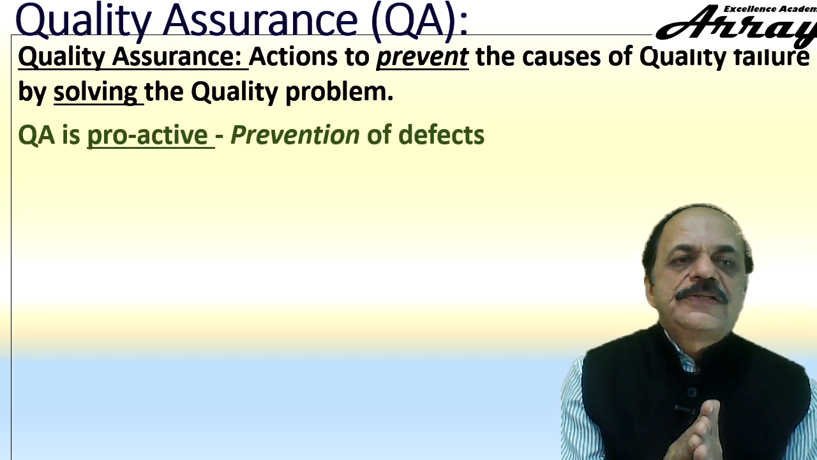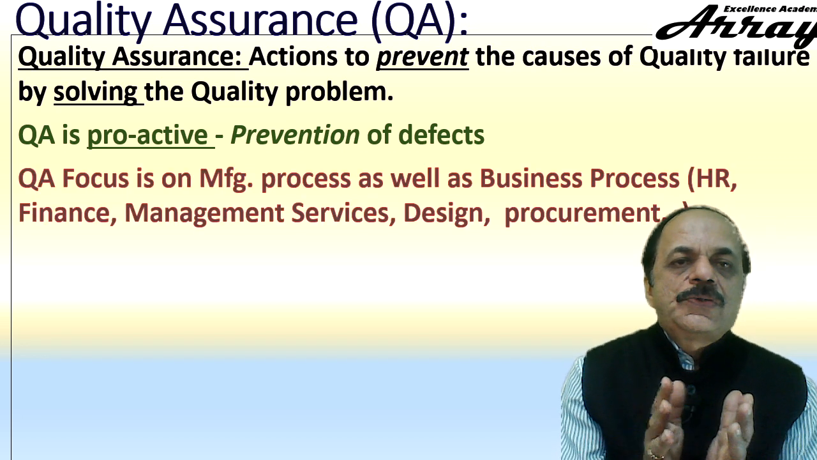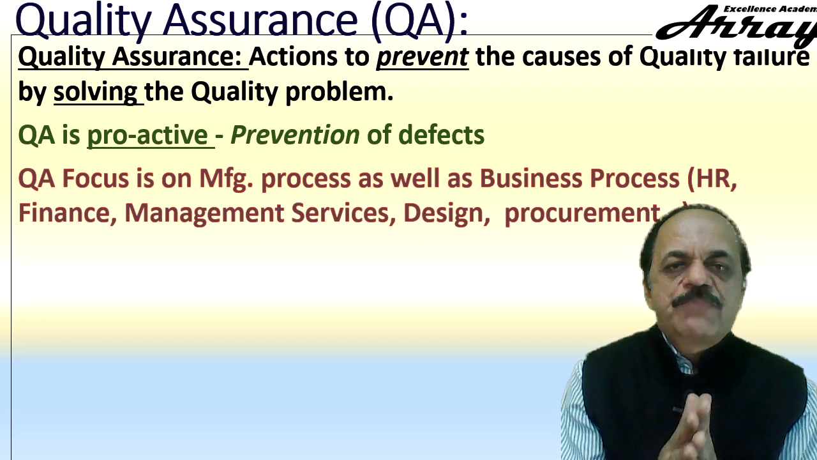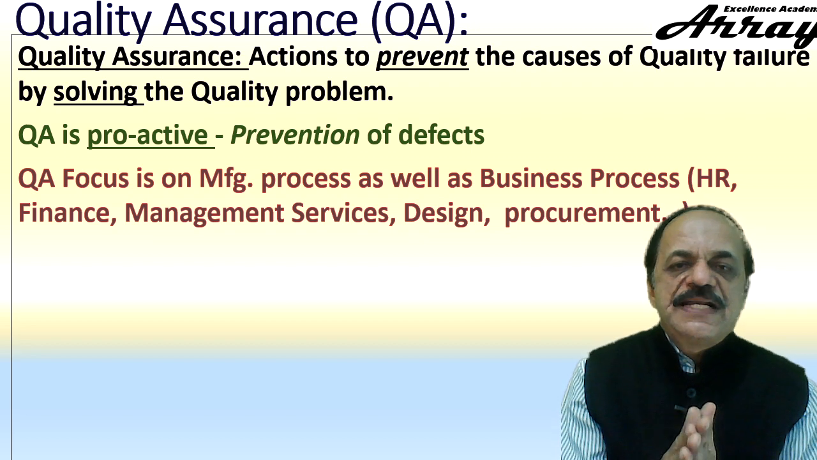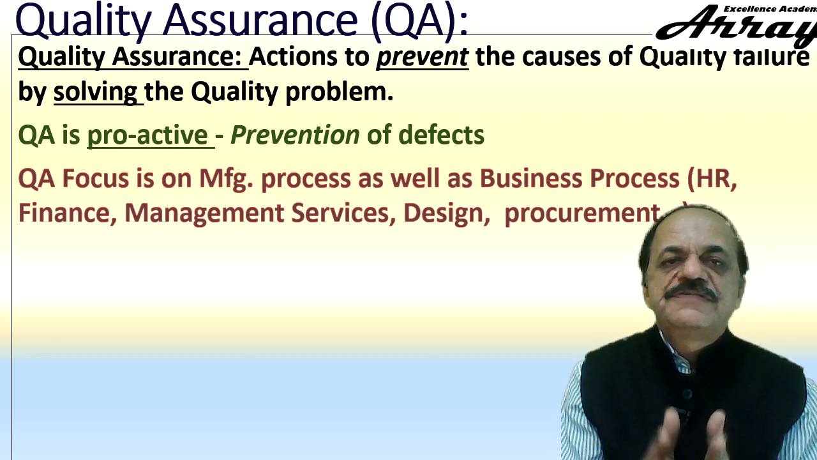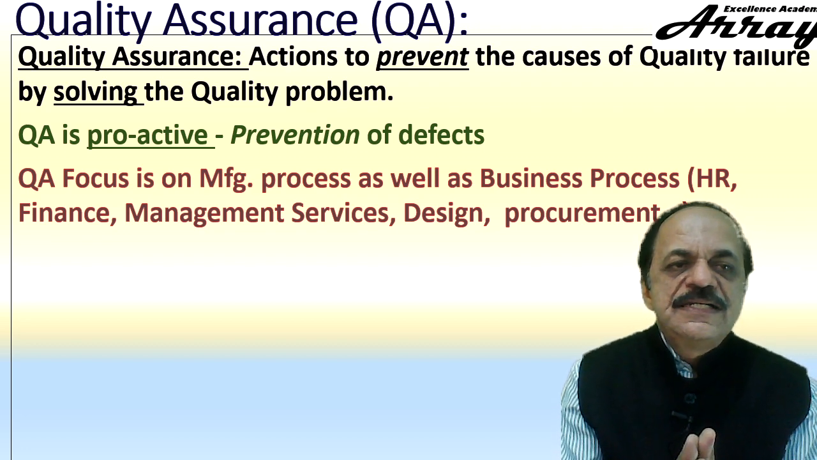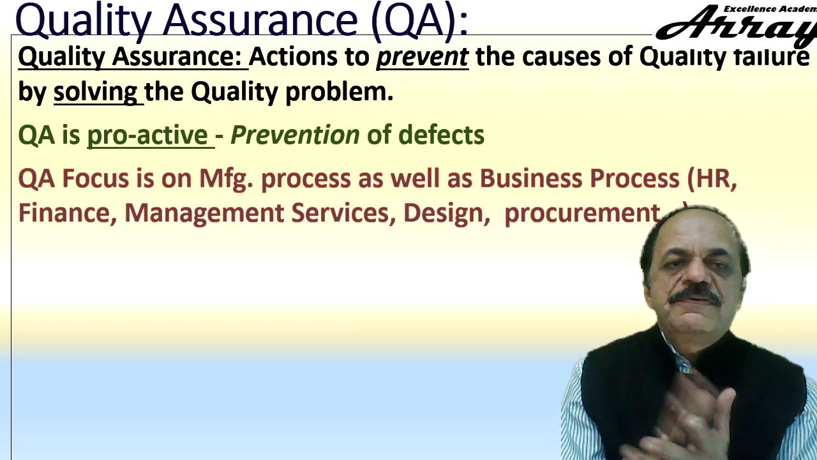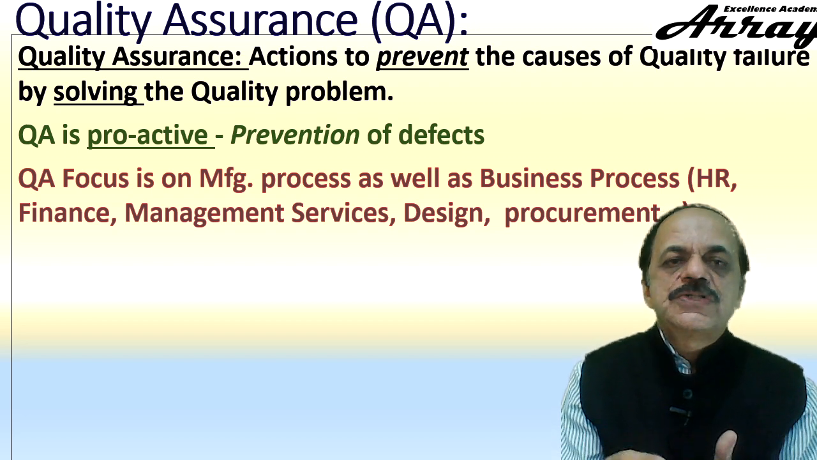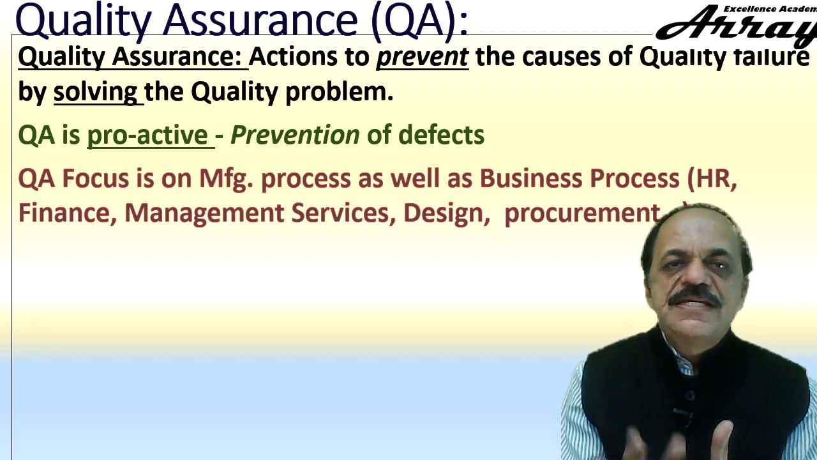As we saw now, QA is proactive because it prevents before the defects happen. QA focuses on manufacturing processes as well as business processes like HR, finance, management services, design, procurement, without which business cannot run. Now, any proactive approach, any permanent solution lies in working on the process. That's why obviously QA focuses on process, maybe manufacturing process or business process, to improve. Whereas in QC, the focus is on the end product and finding the defects.